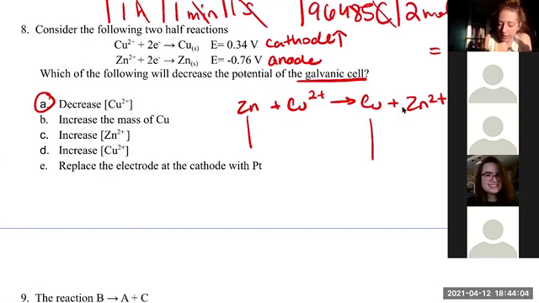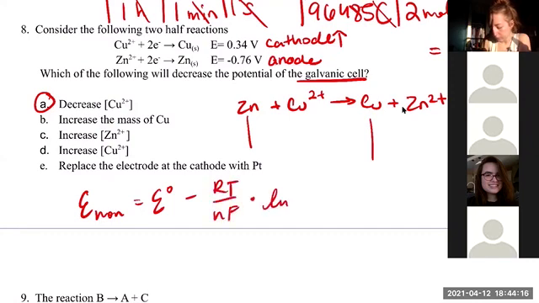B is saying increase the mass of copper. That doesn't really influence, what we're really looking at is Q, because we have this equation to deal with. We don't really deal with masses when we're considering these concentrations. Obviously, if you run out of the mass, that's a problem. But that's not necessarily the case here. We're just concentrating on what happens to Q. The C is saying to increase the zinc 2 plus. That would work, right? If we increase this, it would drive the reaction backward.